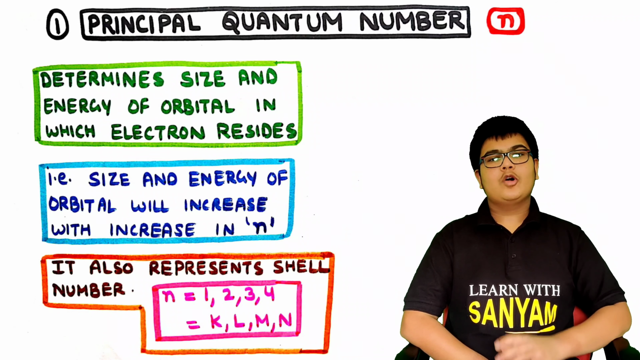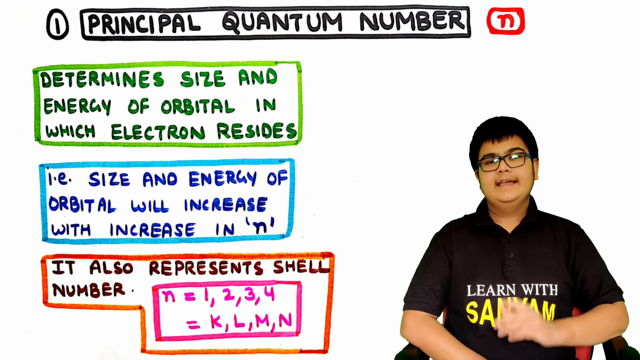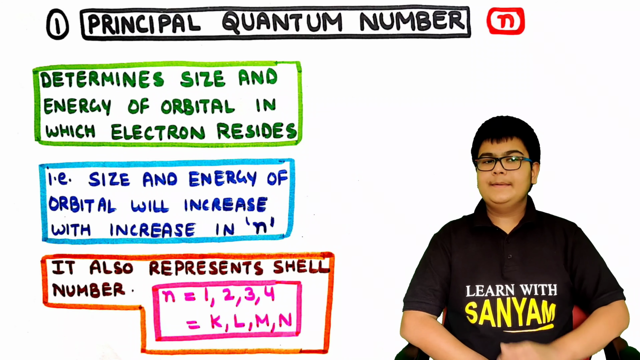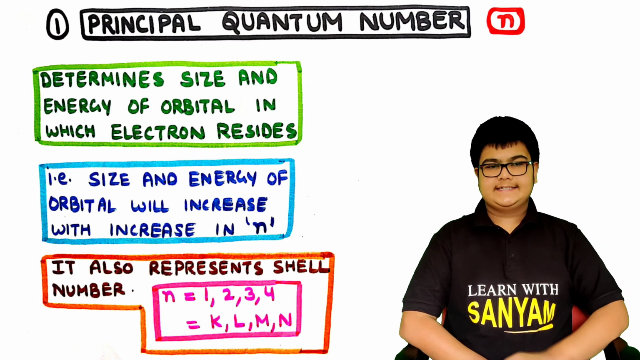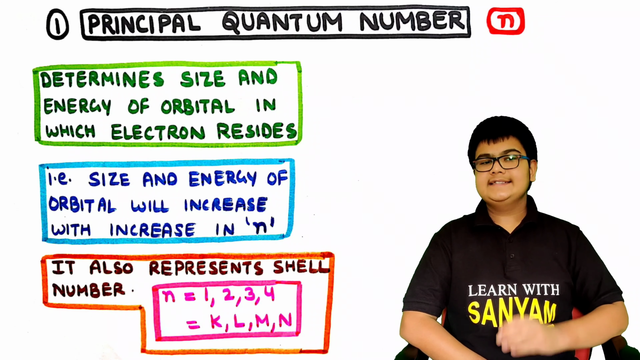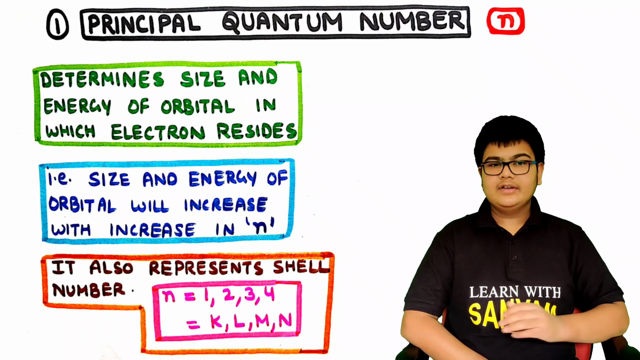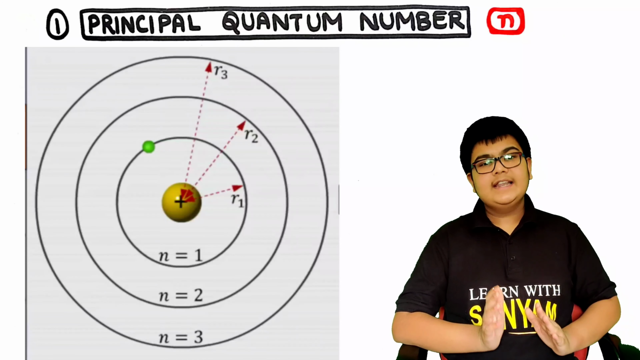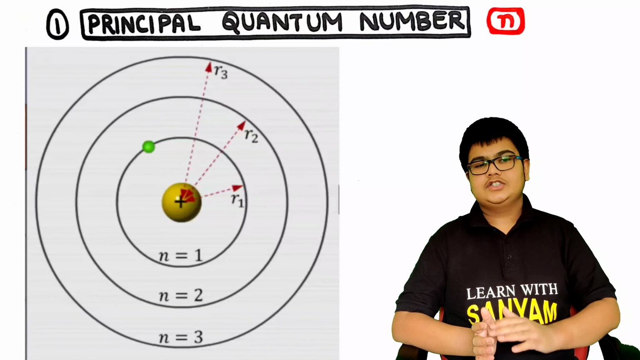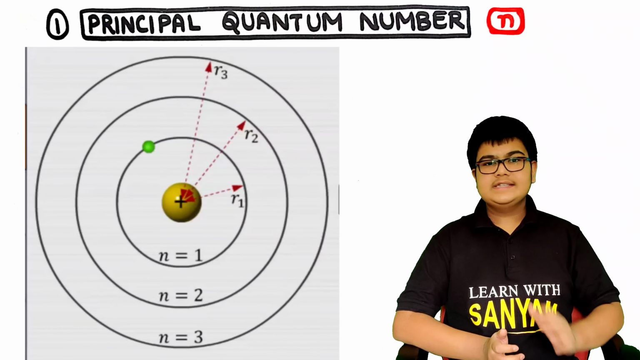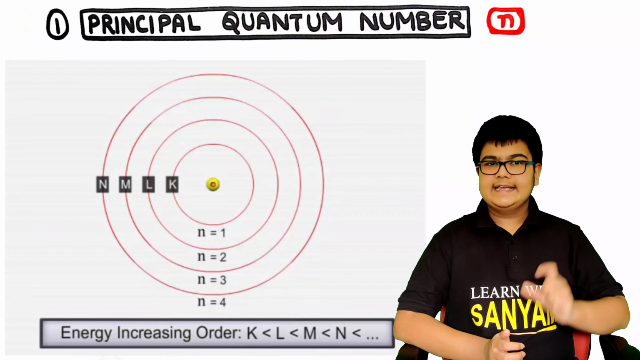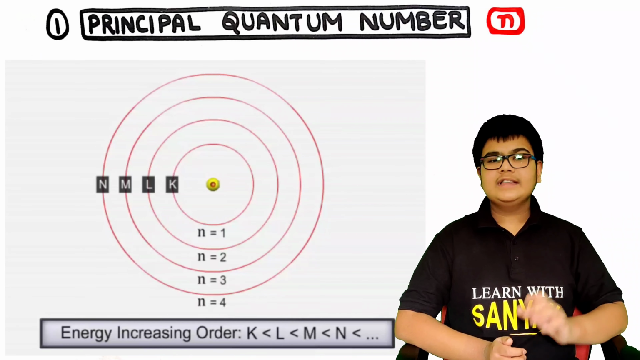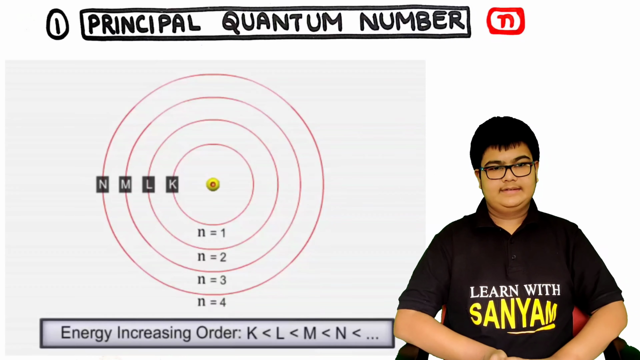First, principal quantum number, denoted by n. It determines the size and energy of the orbital in which the electron resides. That is, the size and energy of the orbital will increase with the increase in principal quantum number. So if n will increase, then so will the size and energy of the orbital. This means that the size and energy of an orbital with n equals 2 will be more than that of n equals 1.